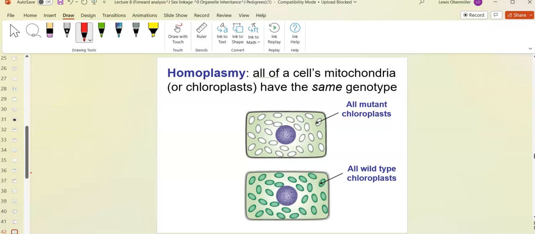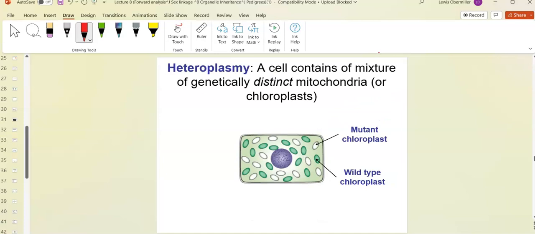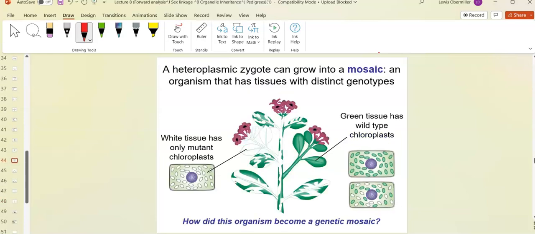We call this homoplasmy, which means all the cell's mitochondria have the same genotype. All of these are white, all of these are green. But we can also have a condition called heteroplasmy, where it's a mixture of distinct mitochondria, or chloroplasts in this case. So some chloroplasts in this cell are white and some are green. If there are more white ones than green, it's going to look more white. If there are more green ones than white, then it's going to look more green.